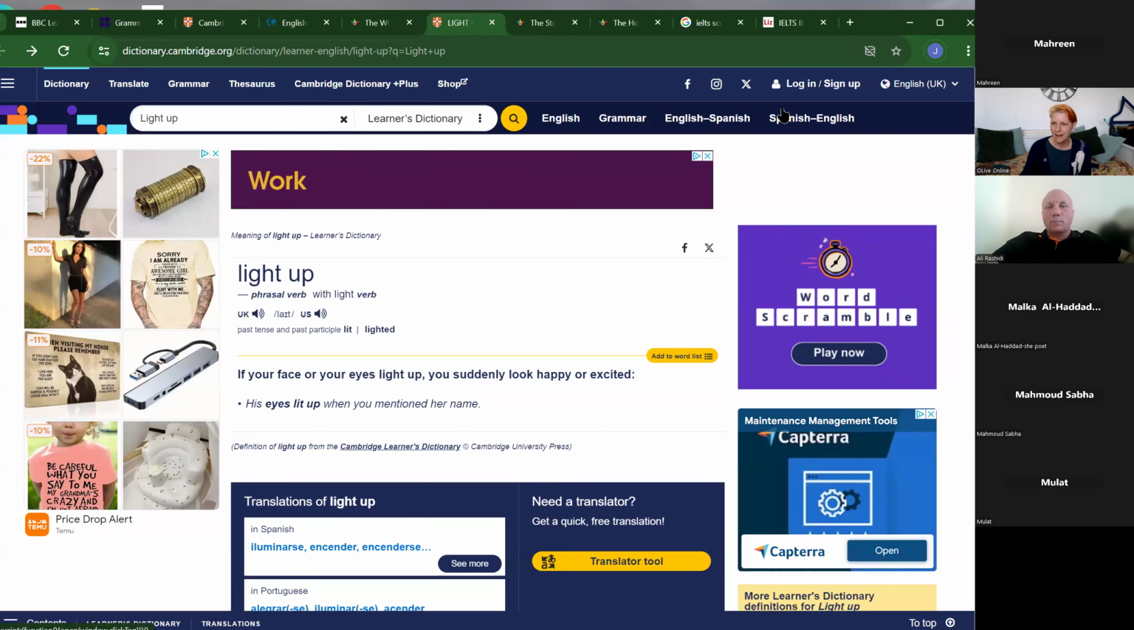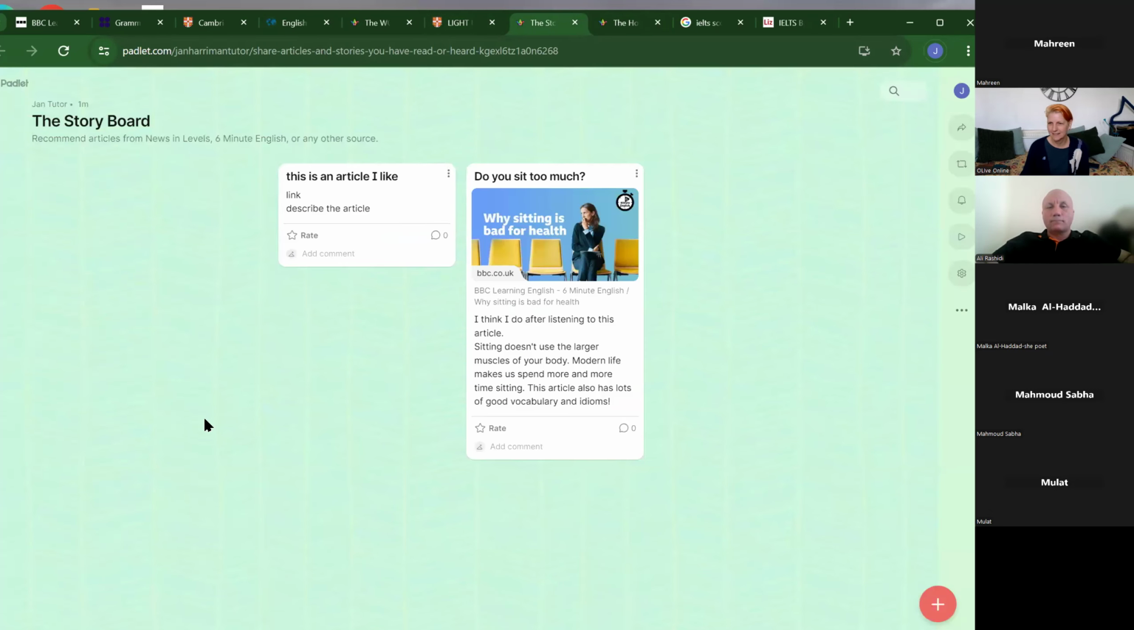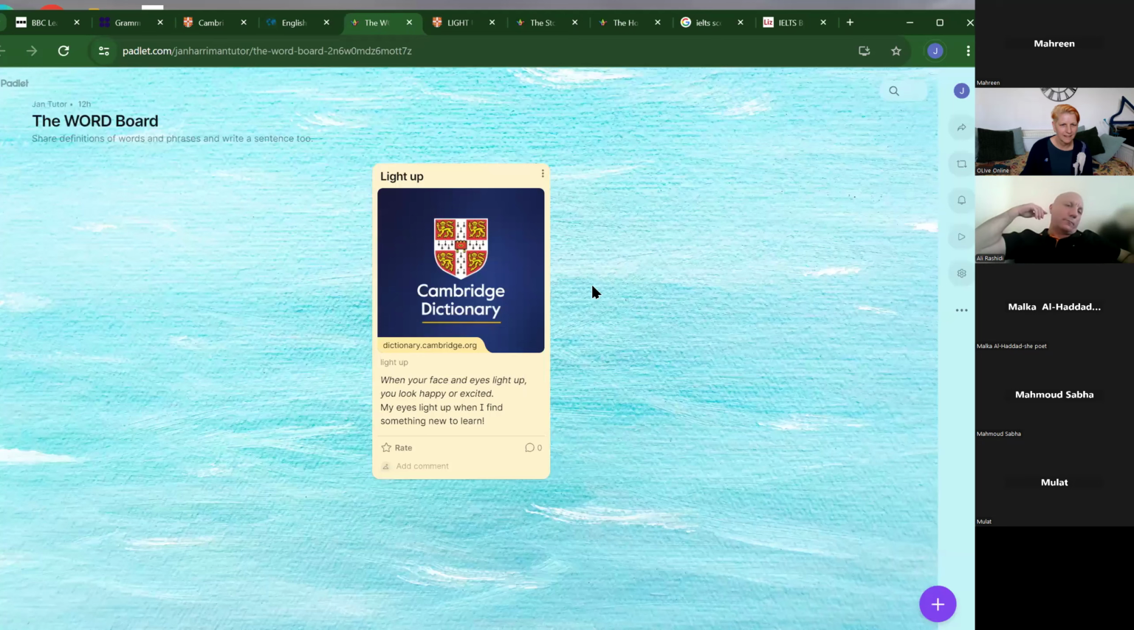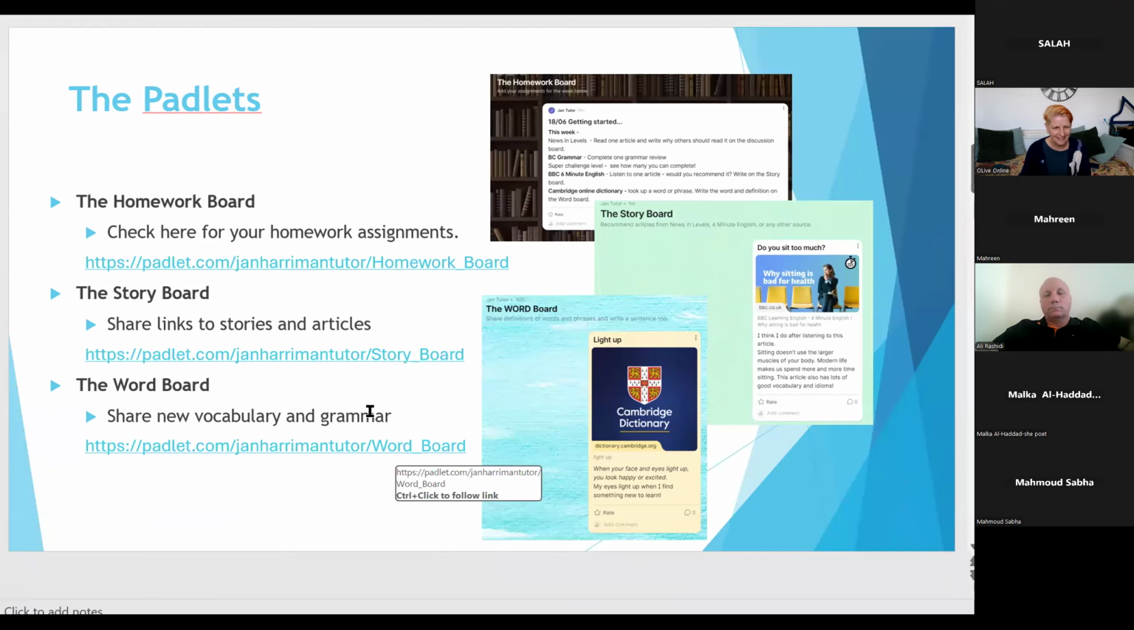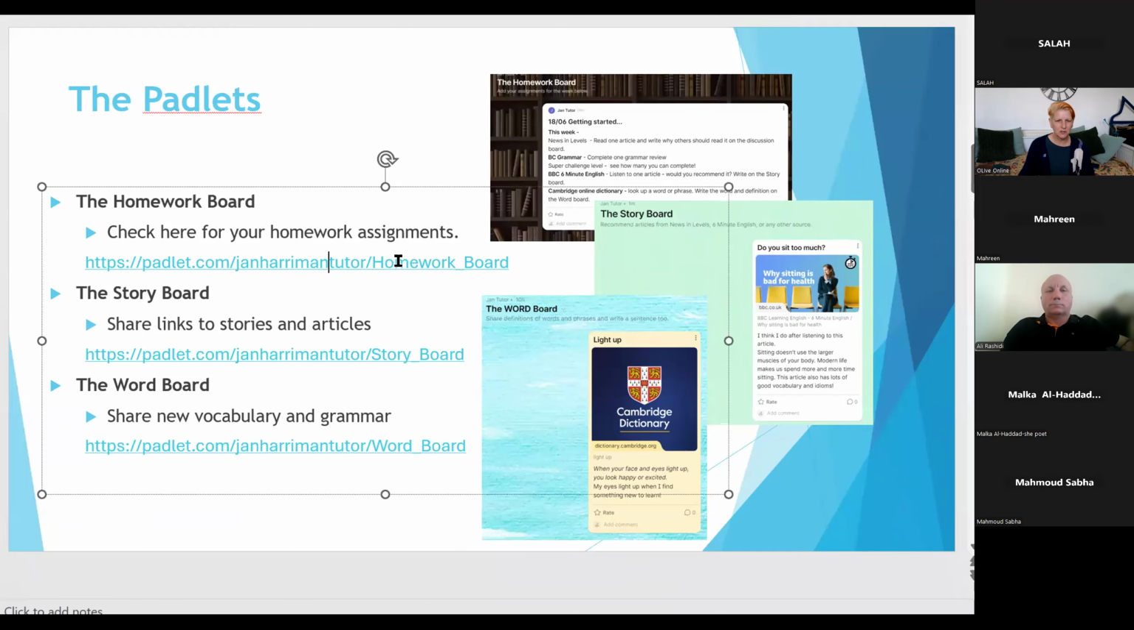Any questions about Padlet? I'm going to put the link in the chat so that you can see it. First, we're going back here. All of these links you should be able to find easily on this PowerPoint.